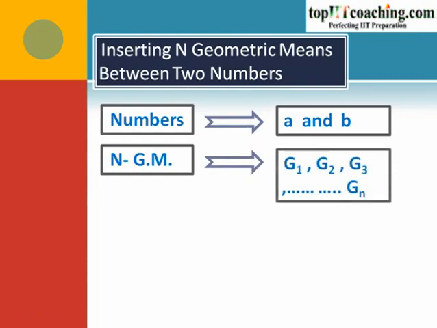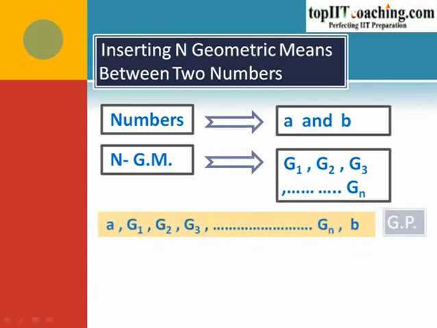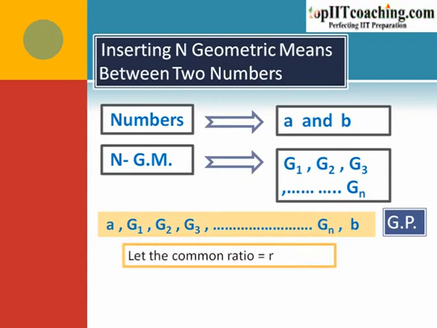So A and B are the two numbers in which we have to insert n geometric means, and these geometric means are G1, G2, G3 and so on up to Gn. Now A, G1, G2, G3 and so on up to B would form a GP by the definition of geometric mean. So all these numbers are in GP. Now let us say that the common ratio is equal to r. So we have taken the common ratio of this GP as equal to r.